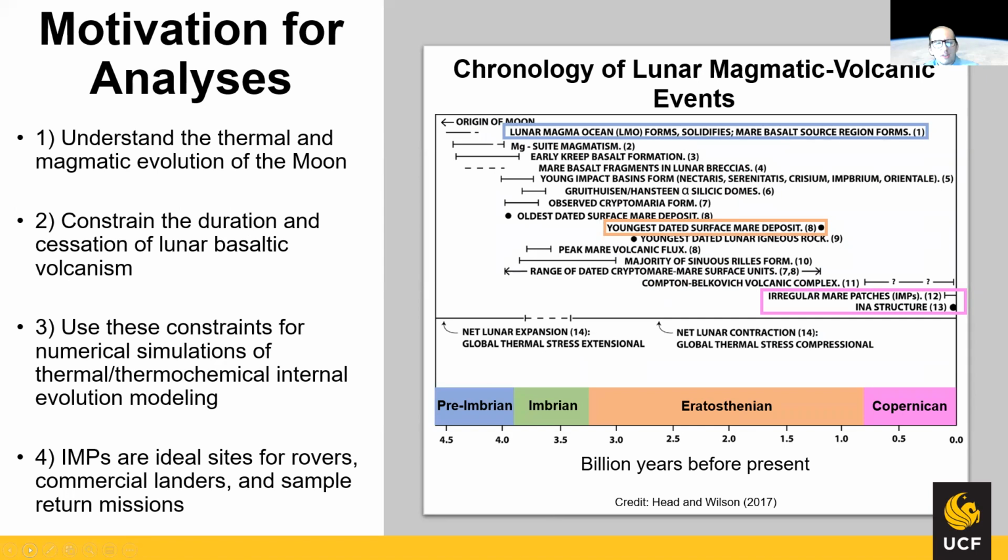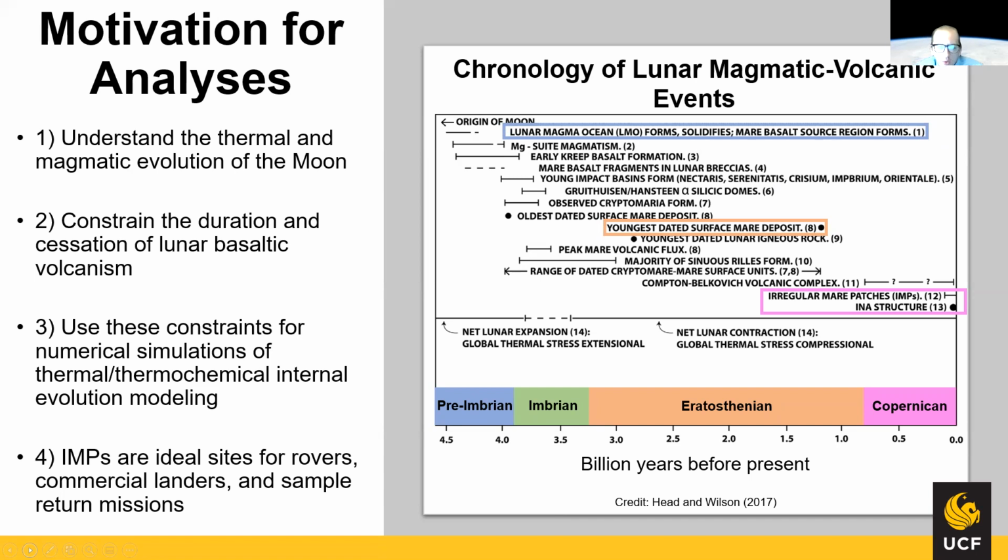So our motivation for this analysis involves understanding lunar thermal interior evolution. Compositional characterization and understanding IMP formation mechanisms can indicate to us the duration of lunar volcanism and when volcanism may have turned off on the moon. This information could be utilized in numerical simulations of modeling the lunar interior. And finally, IMPs represent ideal sites for commercial landers, rovers, and sample return missions.